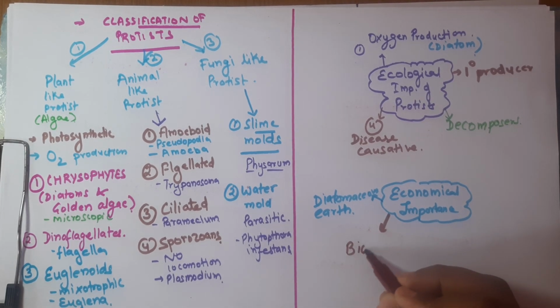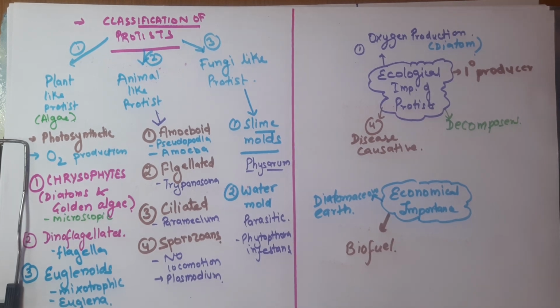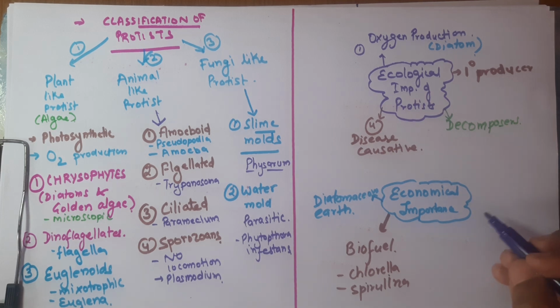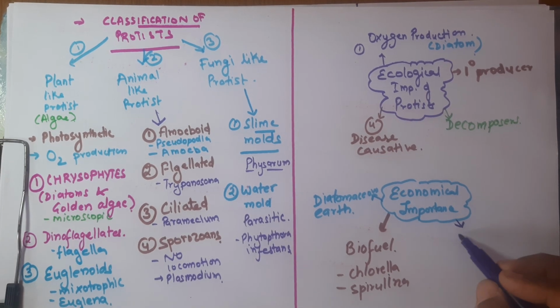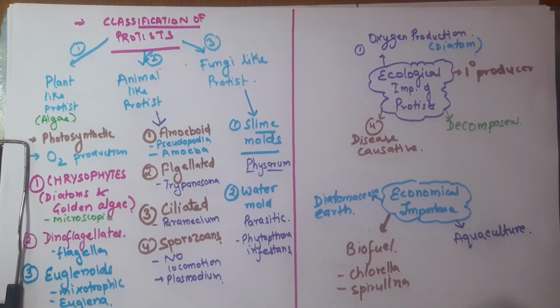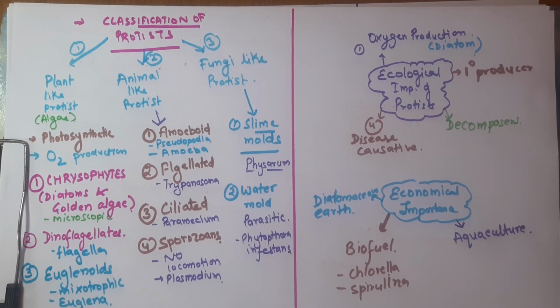protists are used for biofuel production. There are algae like Chlorella and Spirulina. These algae are cultivated for their sustainable role in energy and nutrition. And the third and most important is that they serve a very important role in aquaculture. Protists serve as food for fish and other marine organisms.